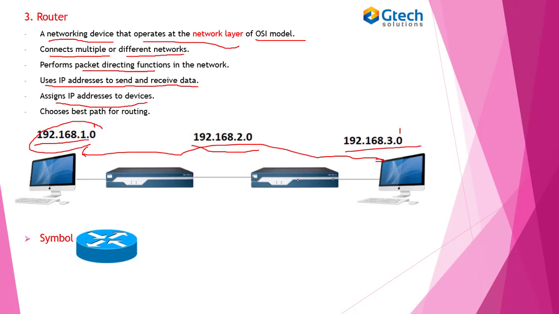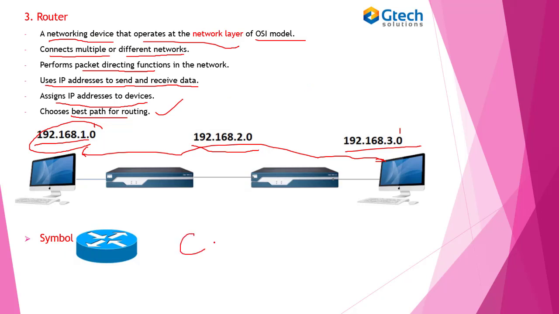Then a router assigns IP addresses to devices. Whenever a router is configured as a DHCP server, every device that is connected to that router and configured to have a dynamic IP address configuration will be assigned an IP address from the router. Then also the router chooses the best path for routing.